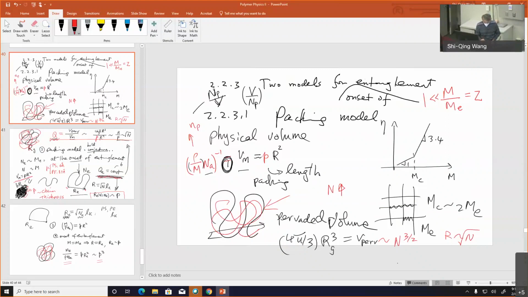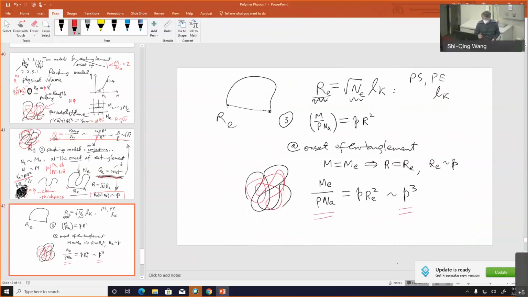Right? So I know it takes time for you to absorb this concept, but once you have, I was moving on to show you, utilizing the conjecture, that the entanglement molecular weight will scale with P to the 3rd power.